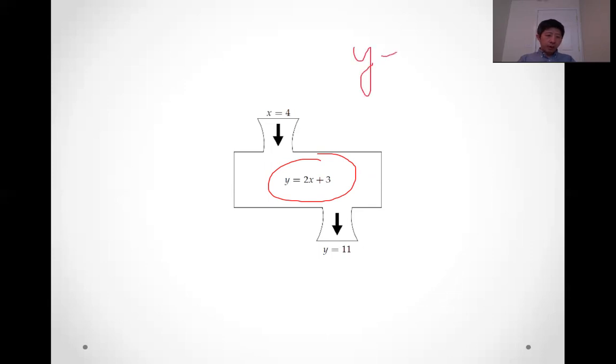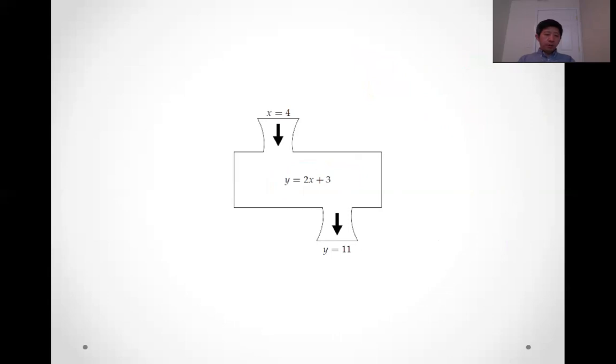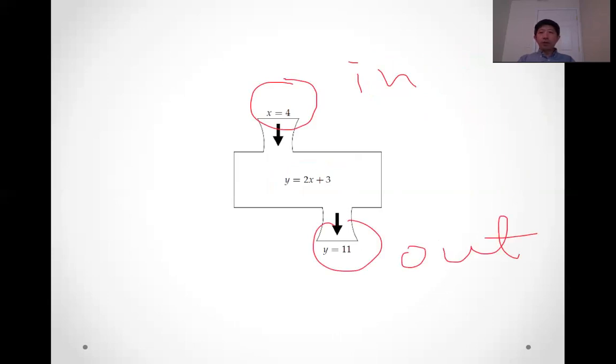If y equals 2x plus 3, which is equal to 2 times 4, because for the input we replace x with 4, and then plus 3. So therefore we have a plus 3, and we got 11. All right. So a function machine is functional: you have inputs and you have outputs, and it works functionally. So that would be the function machine.